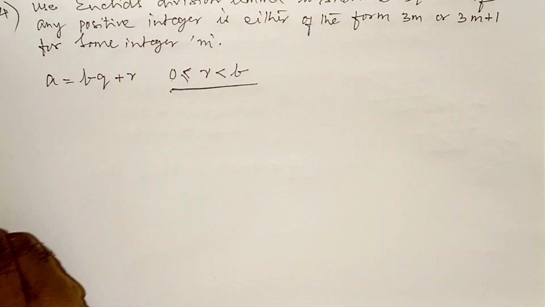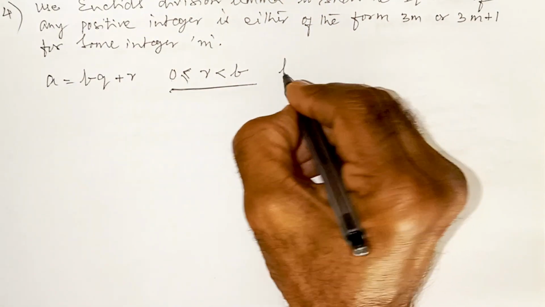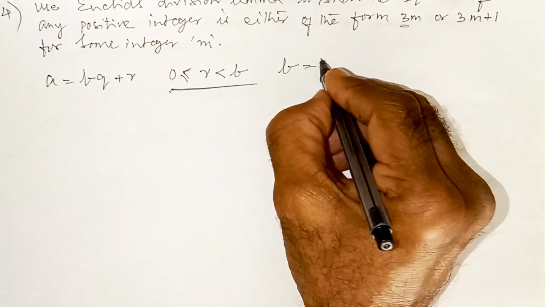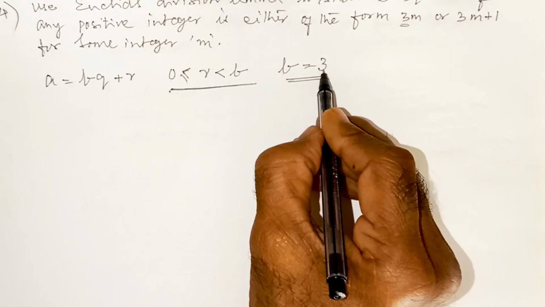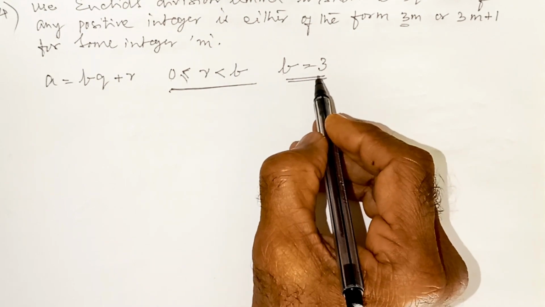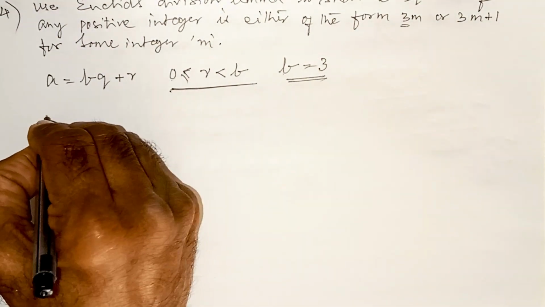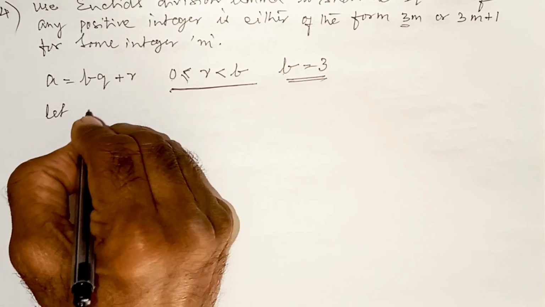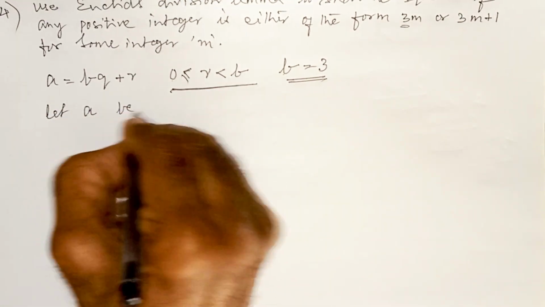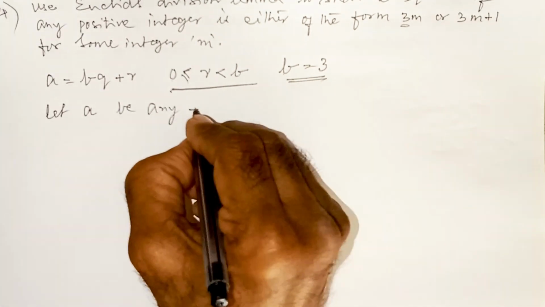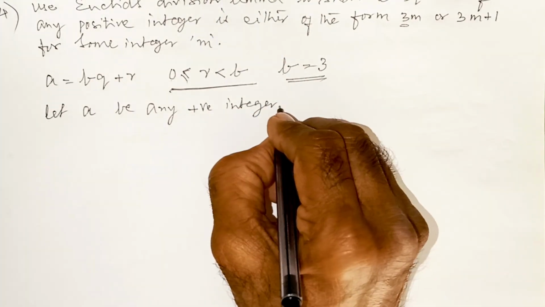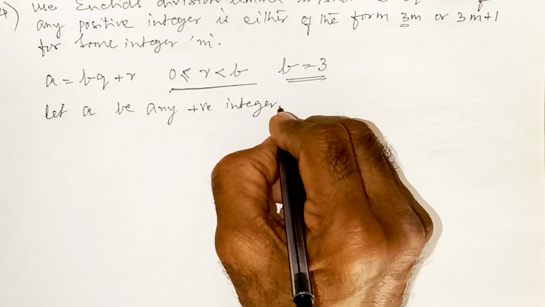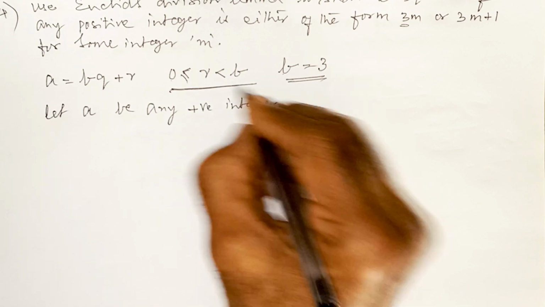Now, let us start, and we know the value of b here in this question, which is 3. So for the calculation, we use b as 3, and we'll start now answering. Let a be any positive integer.